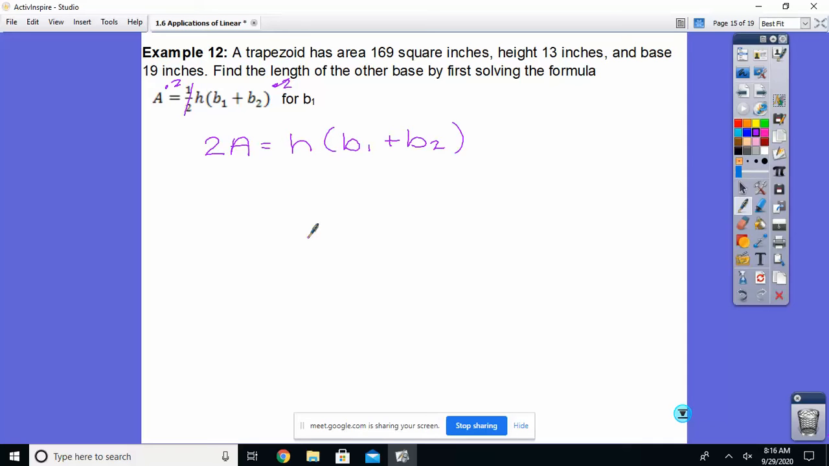Alright, I'm trying to get to my b sub 1, so let's just work our way there. What should I do next? Divide by h. Now I can't actually simplify it, so it's just going to be 2A over h equals b sub 1 plus b sub 2. And what would you do to get b sub 1 by itself? Subtract b sub 2.